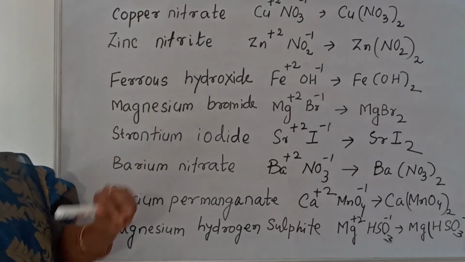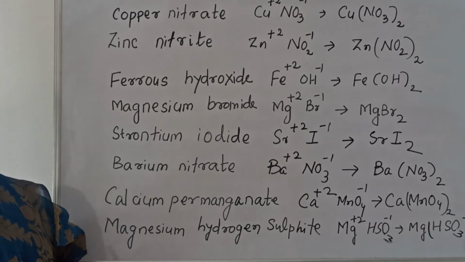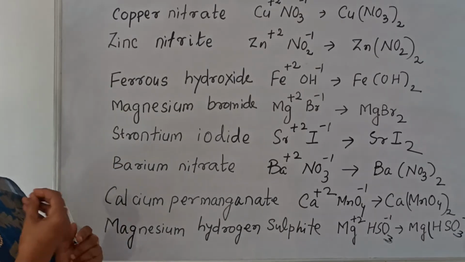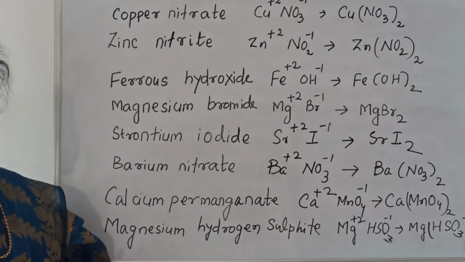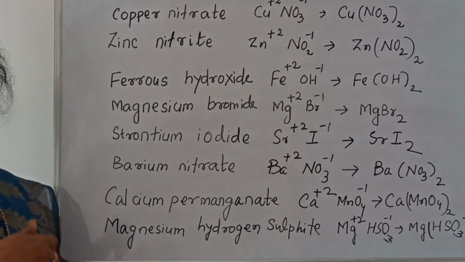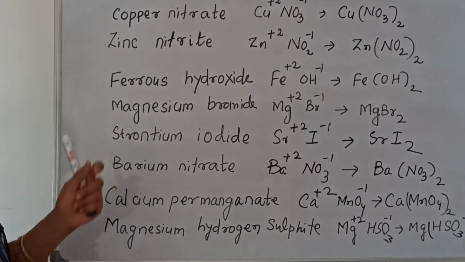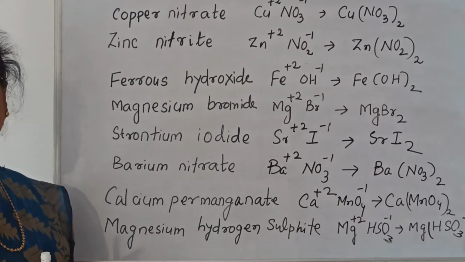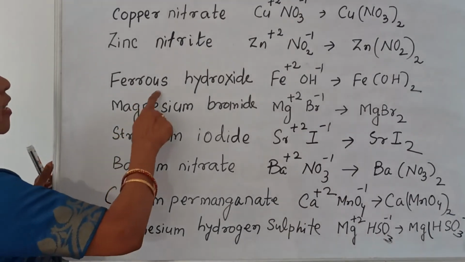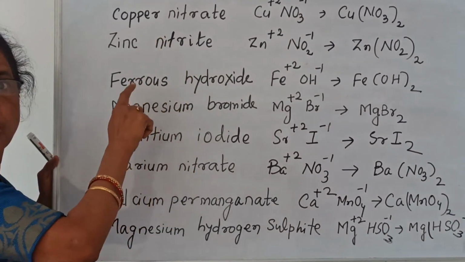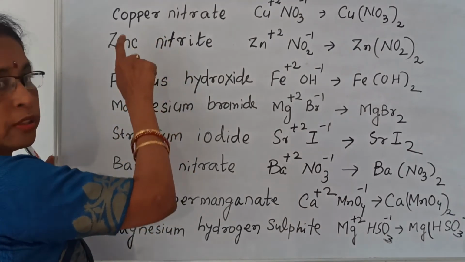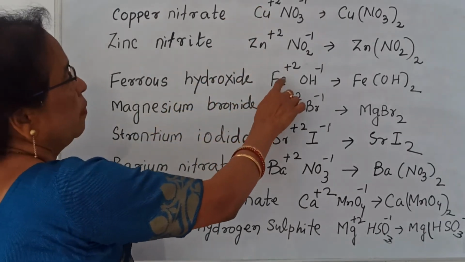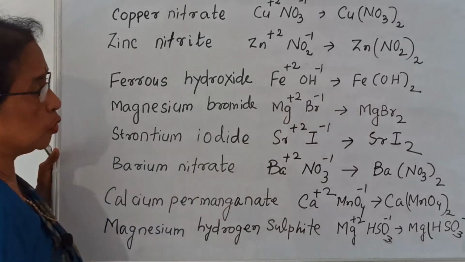Again see copper nitrate, very easy. Copper nitrate means cupric and plus 2. Zinc means Zn plus 2. So remember these are the transition metal elements. Anyhow, when you go to higher classes, you will see the variation of the charges, plus 2, plus 3 like this. Ferrous does not belong to any second group, they belong to the transition metal group. So anyhow you will remember this, Fe plus 2, OH minus, Fe(OH)2.